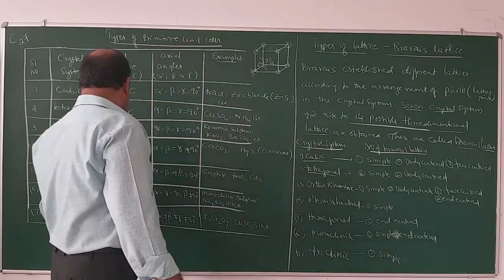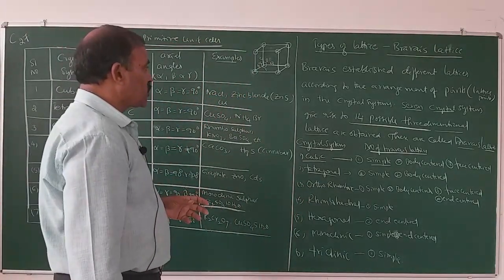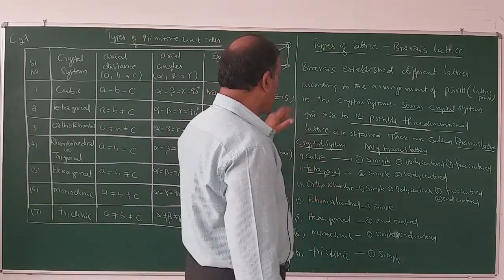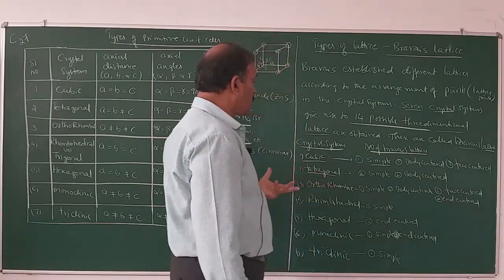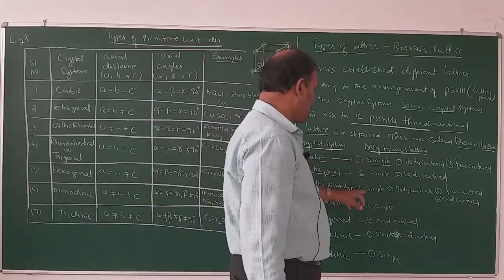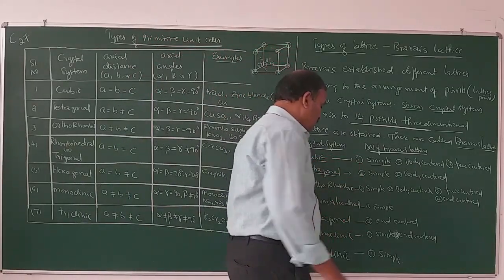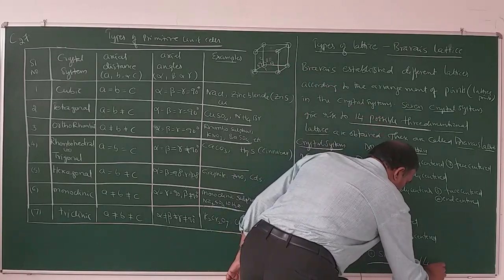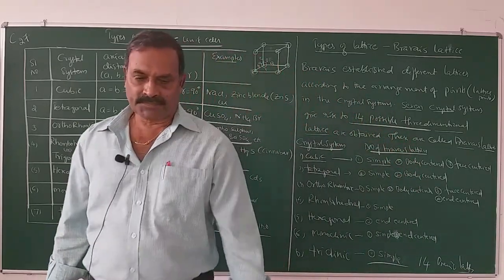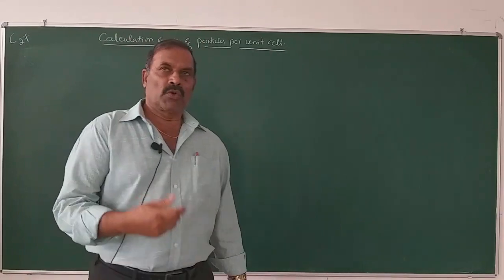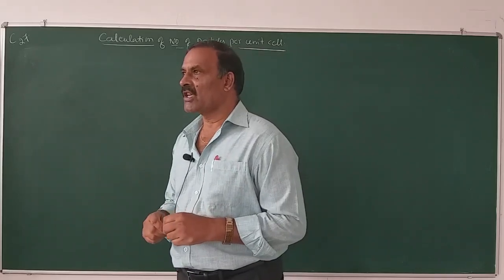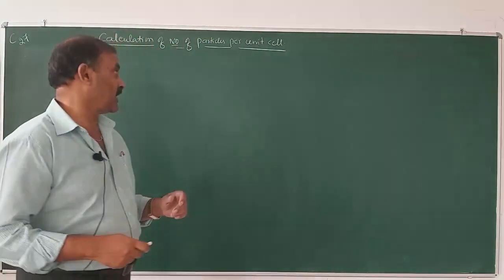Out of 7 crystal systems, Bravais established 14 types of lattices depending upon the arrangement of particles in various sites, namely corners, body centered, face centered, end centered, etc. These are all the possible Bravais lattices. So altogether there are 14 Bravais lattices. So next we will study an important topic, namely calculation of number of particles per unit cell.